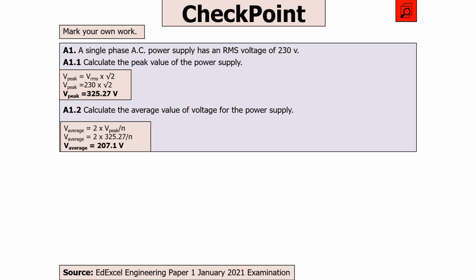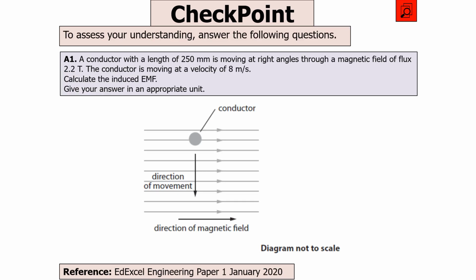207.1 volts. Okay, now this next question says a conductor with a length of 250 millimeters is moving at a right angle through a magnetic field of flux 2.2 teslas. The conductor is moving at a velocity of 8 meters per second. Calculate the induced EMF. So pause the video now, then unpause the video when you want to go through your answer.